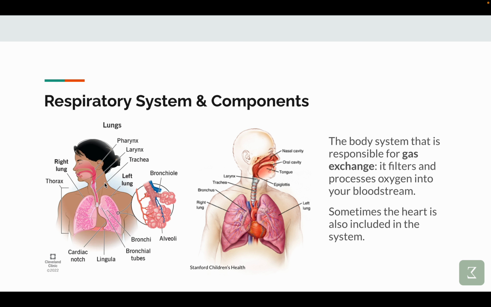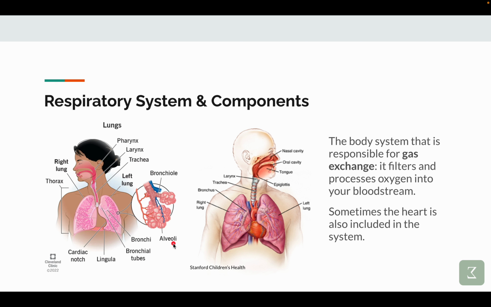Now we have the respiratory system and its components. I think this one's pretty obvious in its function. It is obviously responsible for gas exchange. It filters and processes oxygen into your bloodstream. Sometimes, as you can see, the heart is also included in the system, but usually it's not. And so, most importantly, it's the lungs.